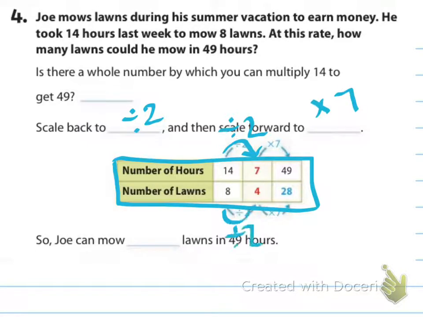So we're going to divide by 2 on the bottom to get the 4. And then if we're multiplying times 7 to get to 49, we do the same thing on the bottom, which is multiplying by 7. And so 7 times 4 is 28. And so we know that Joe can mow 28 lawns in 49 hours.